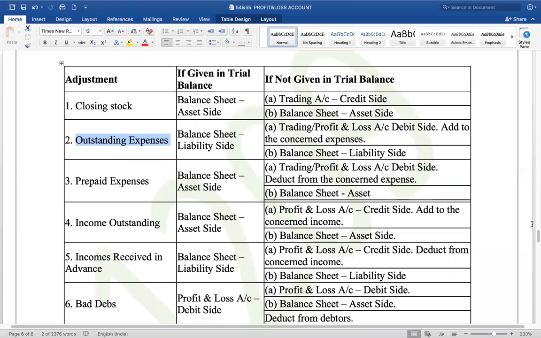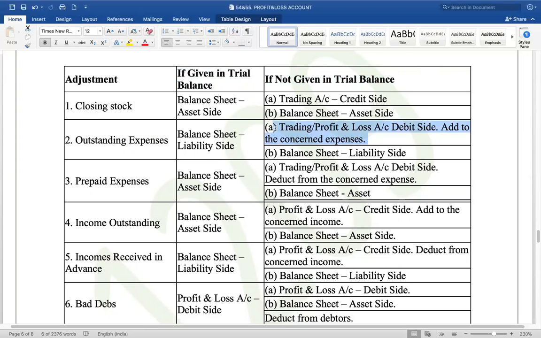Number 2, outstanding expenses. You have to listen to me and look at the table carefully. If you understand this table, any doubt in the problem should be clarified. Outstanding expenses: balance sheet liability side, it should go if it is given in the trial balance. If it is not given in the trial balance, it should go to trading and profit and loss account debit side.